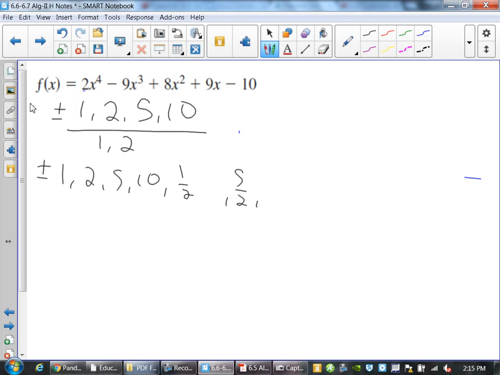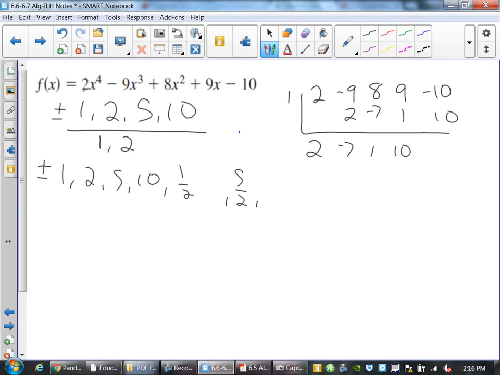So we start with our synthetic division. Start with 1, 2, negative 9, 8, 9, and negative 10. Hopefully by now synthetic division has gotten real quick. So I got a 0 at 1. So I know that I have a term at x minus 1.